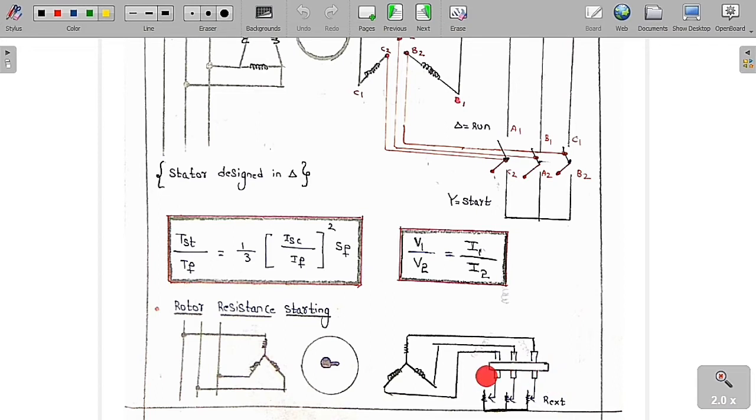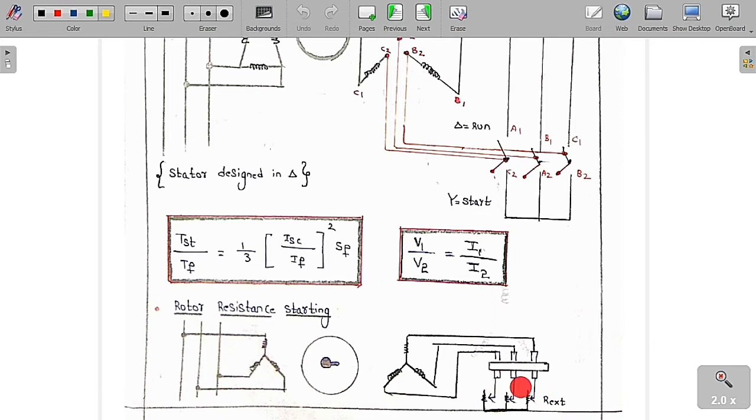Here we are going to use the shaft. Here also we are going to use the brushes. Through brushes we are going to connect to the external resistance. So, rotor resistance starting. Basically we are going to connect the external resistance to the rotor to improve the starting torque of the induction motor.